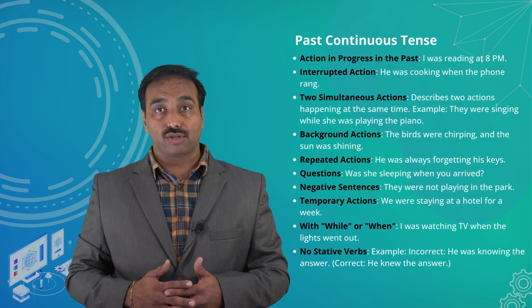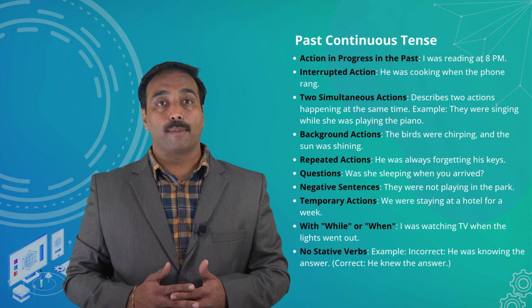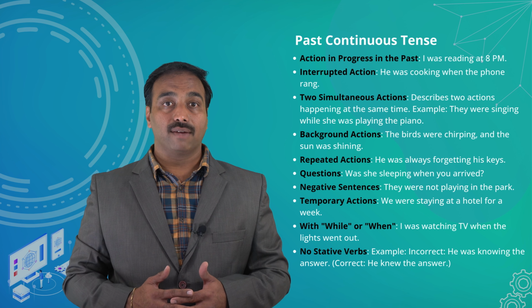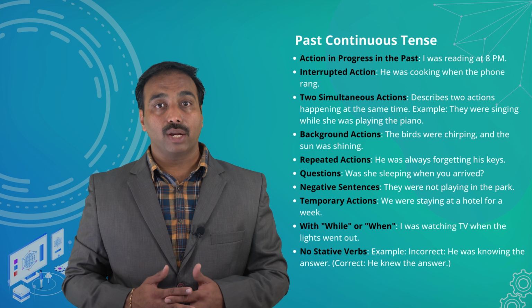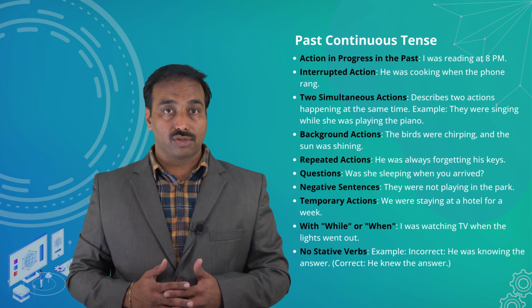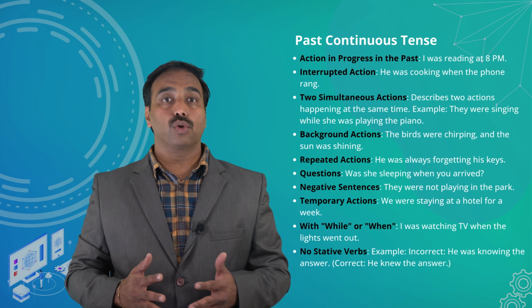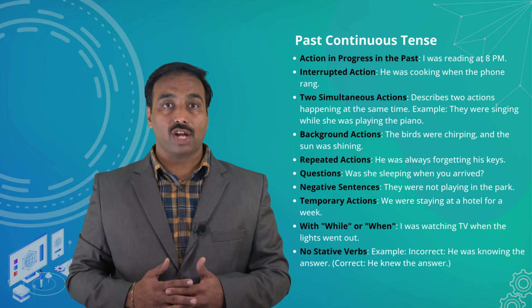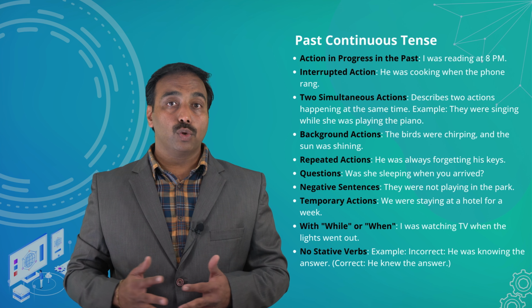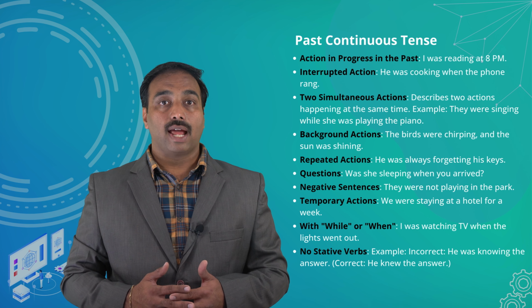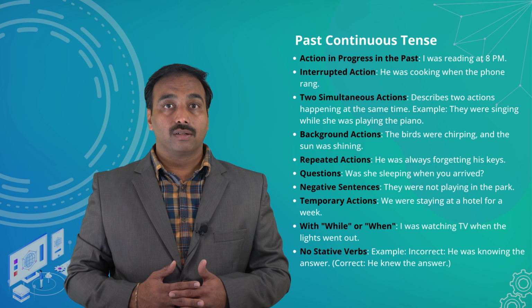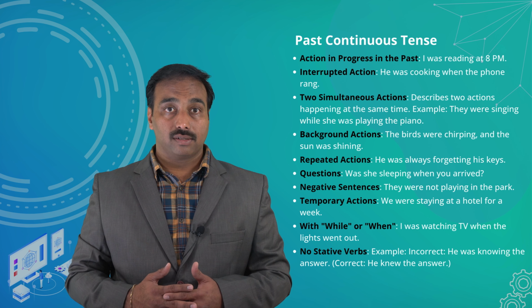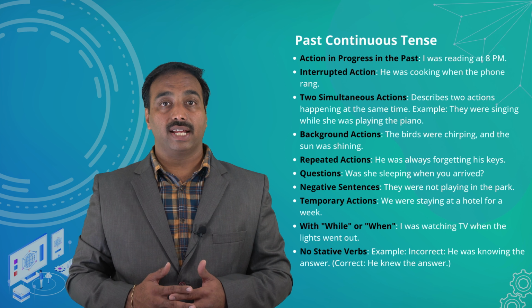Two simultaneous actions. This describes two actions happening at the same time. For example, they were singing while she was playing the piano. Background actions. It is used to set the scene in storytelling. For example, the birds were chirping and the sun was shining. It is also used with repeated actions that happened repeatedly, sometimes with always. Example, he was always forgetting his keys.